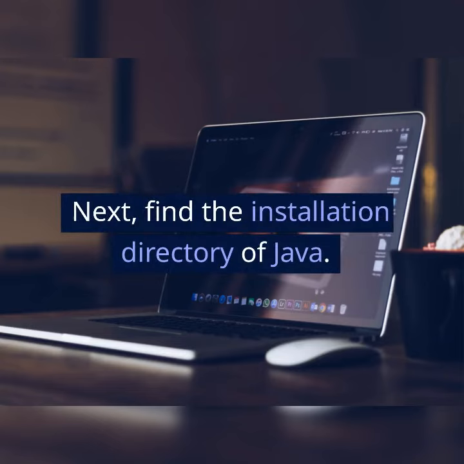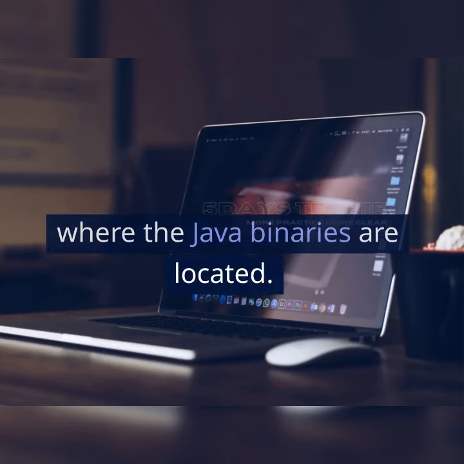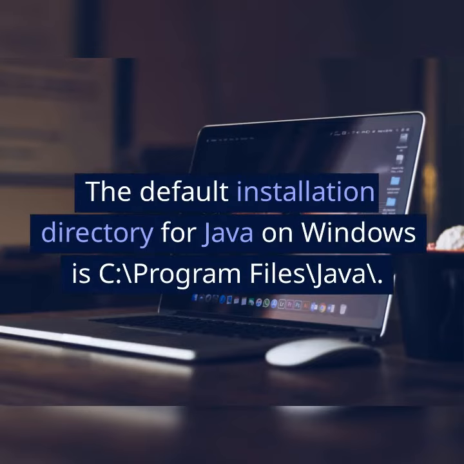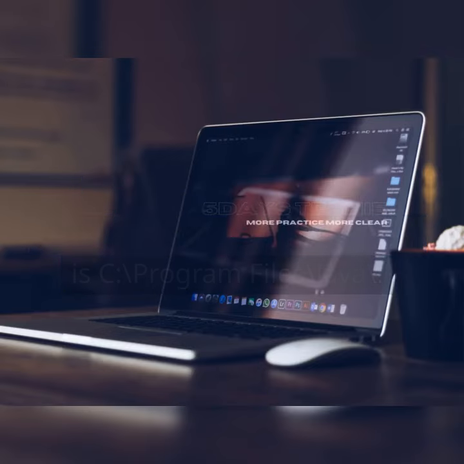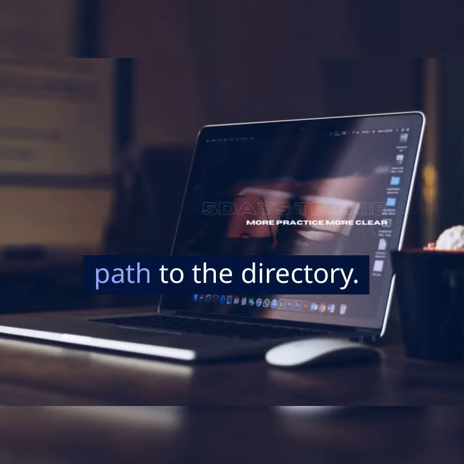Next, find the installation directory of Java. This will be the directory where the Java binaries are located. The default installation directory for Java on Windows is C:\Program Files\Java. Once you have located the installation directory, copy the path to the directory.